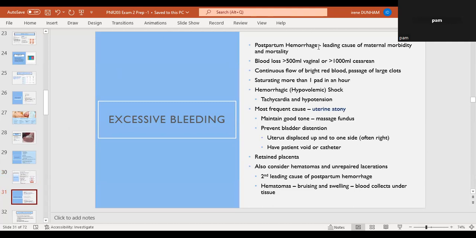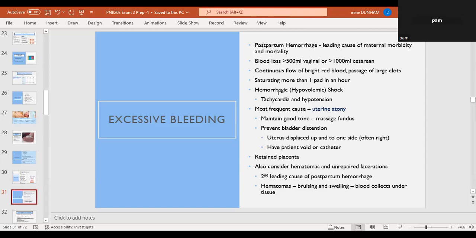And then here's postpartum hemorrhage is the leading cause of maternal death, morbidity and mortality. And I told you about blood loss greater than 500 is considered a hemorrhage for a vaginal delivery and greater than 1,000 mLs for a cesarean. I would kind of take note of that. Yeah, that could be a good test question. And then you have continuous flow of bright red bleeding or the passage of large clots and saturating more than 1 pad an hour. So the little scenario I gave you, that was quite heavy.